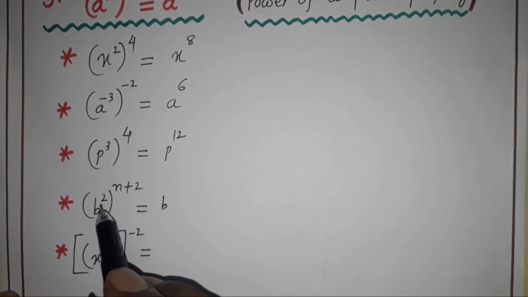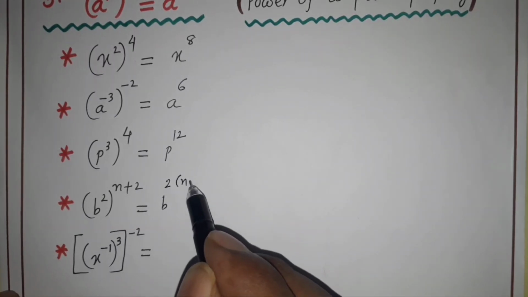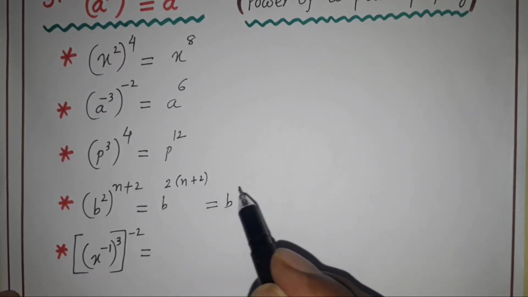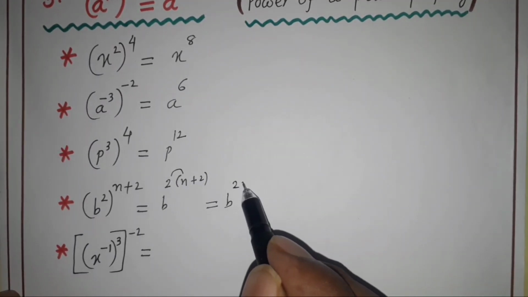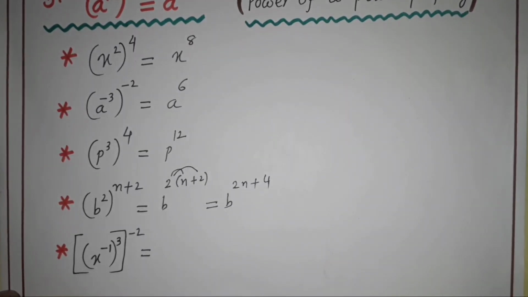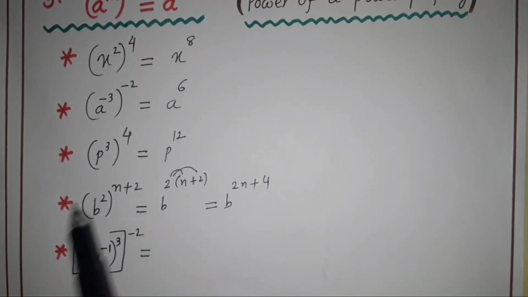b to the power of 2 into (n plus 2). That means you write 2 of (n plus 2). That is equal to b power 2 into n, 2n, plus 2 into 2, 4. So 2n plus 4. Mostly we make mistakes here. We just multiply by 2 and n only. We don't multiply by 2 alone. So this total should be multiplied.